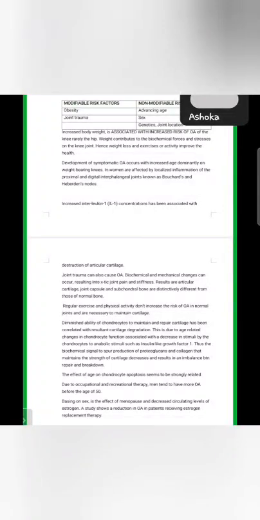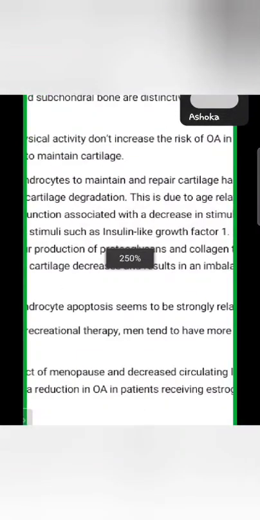So they talked about regular exercise and physical exercise don't increase the risk of osteoarthritis in normal joints and are necessary to maintain the cartilage. If we can go down and talk about the pathogenesis, they have talked about it. You need to have known repetitive traumatic injury to the articular surfaces initiates a cascade leading to inflammatory cytokines, mainly the tumor necrosis factor and the interleukin-1.